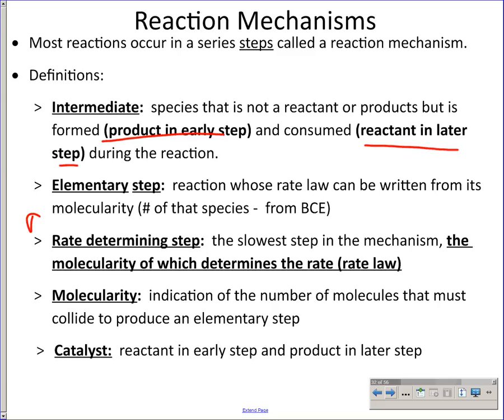The RDS, rate determining step, is the most important thing that you need to know about mechanisms because it is the slowest step. It's the one that's going to hold up the rate of the reaction, and is the rate law. It's what we've been talking about this whole time. I just haven't put a picture with the name yet. Getting ready to do that.